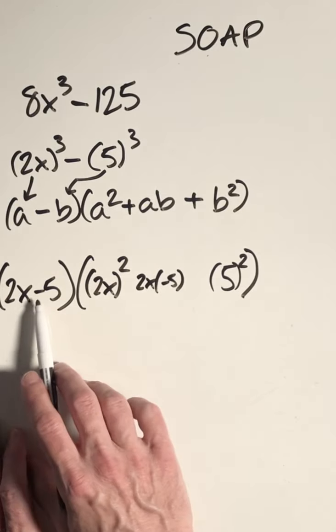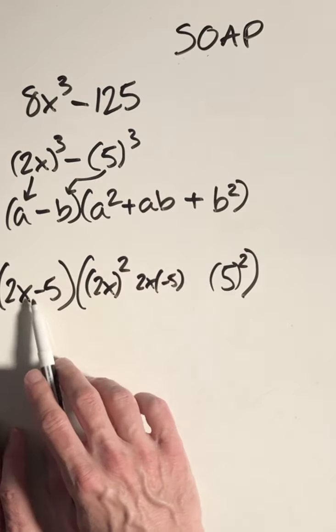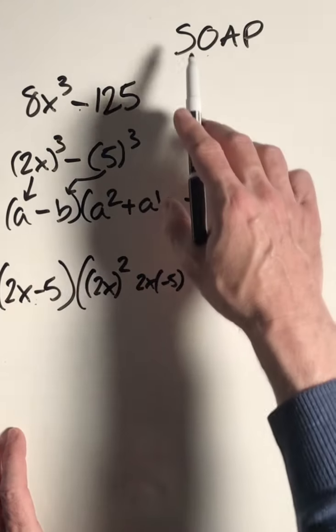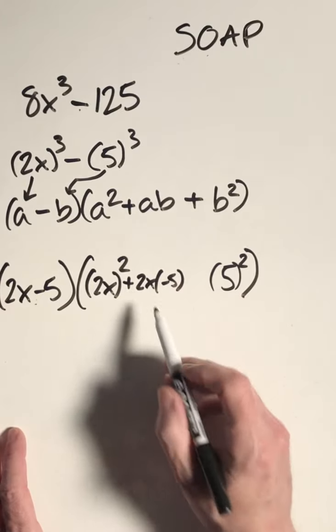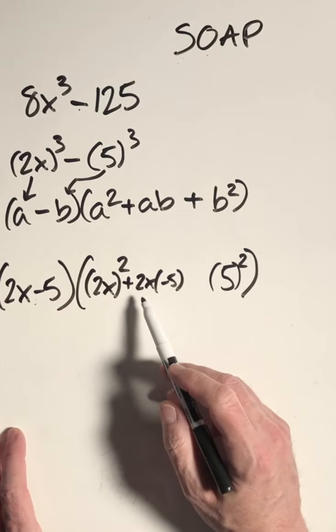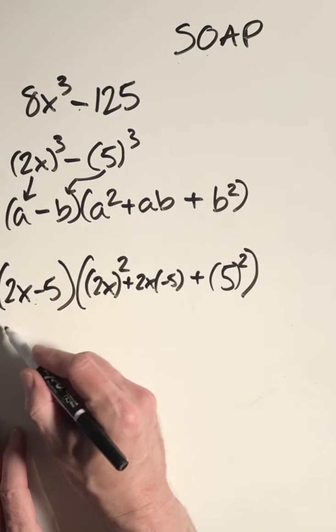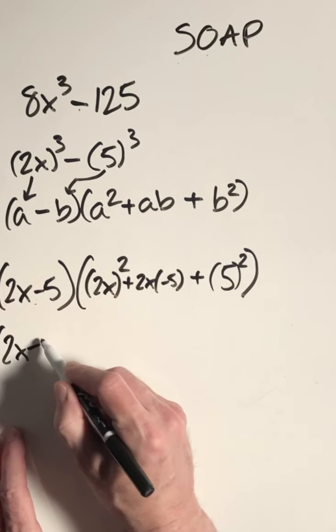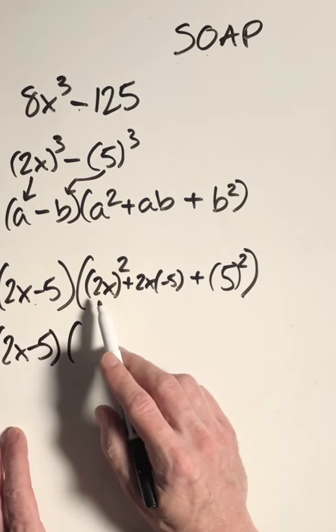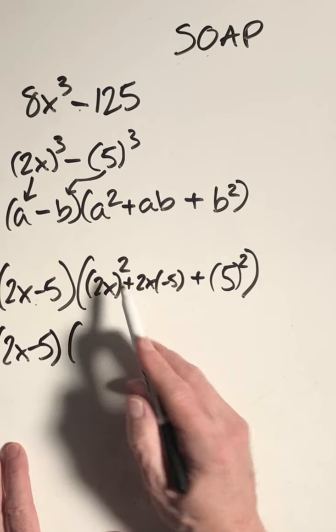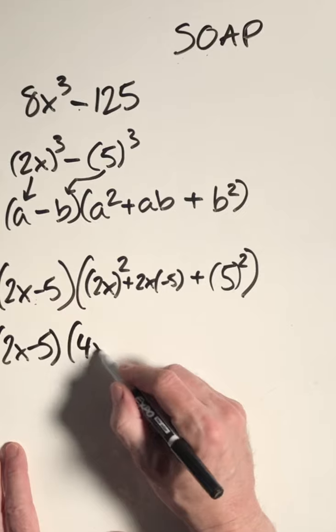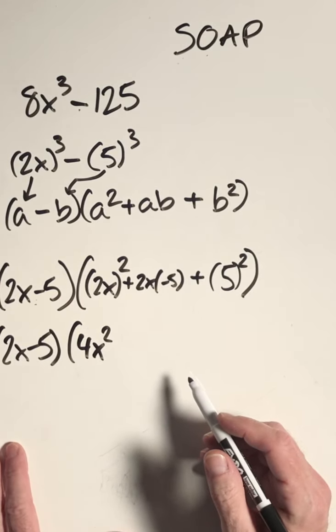And now I can put my signs in. Again, the first sign is the same as the one I started with, so negative. The second sign would be opposite, so we're going to add this product. And the third sign is going to always be positive. Just to simplify here, this binomial won't change. Now I'm going to take 2x squared. Well, 2 squared is 4, and x squared is x squared.